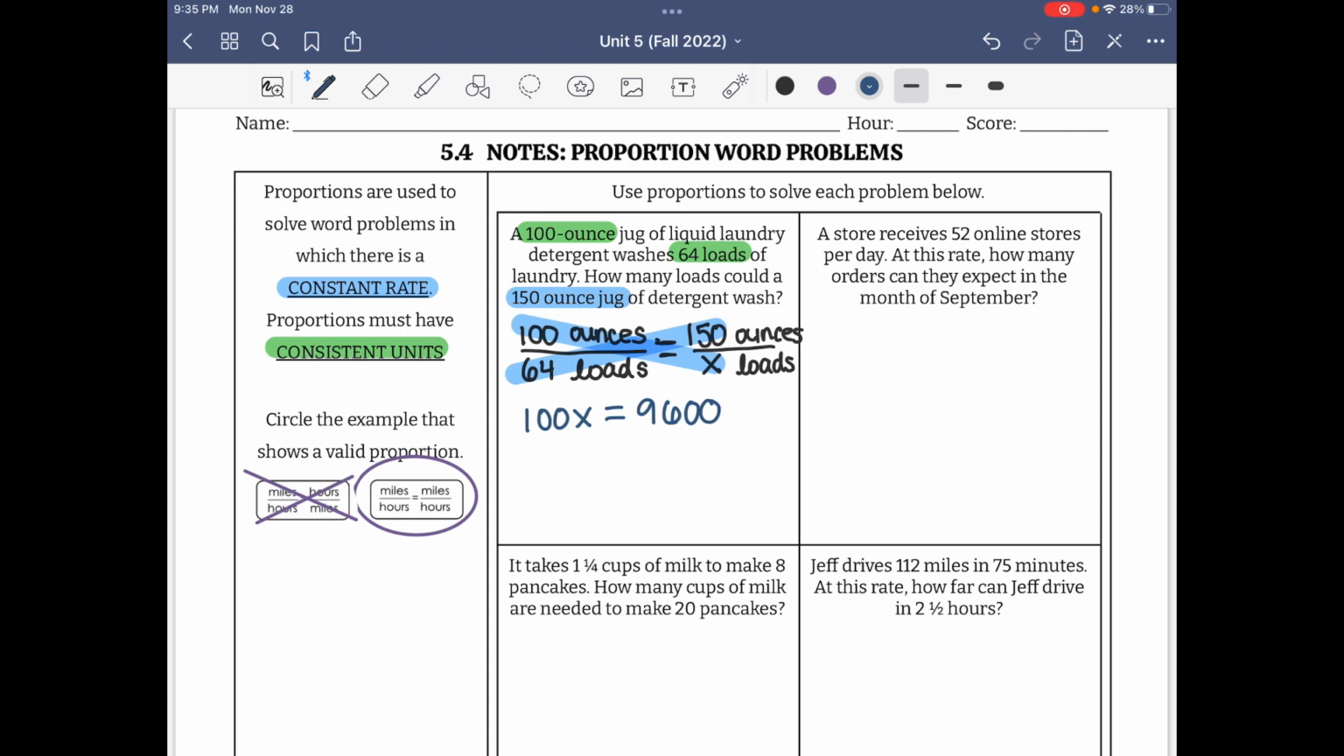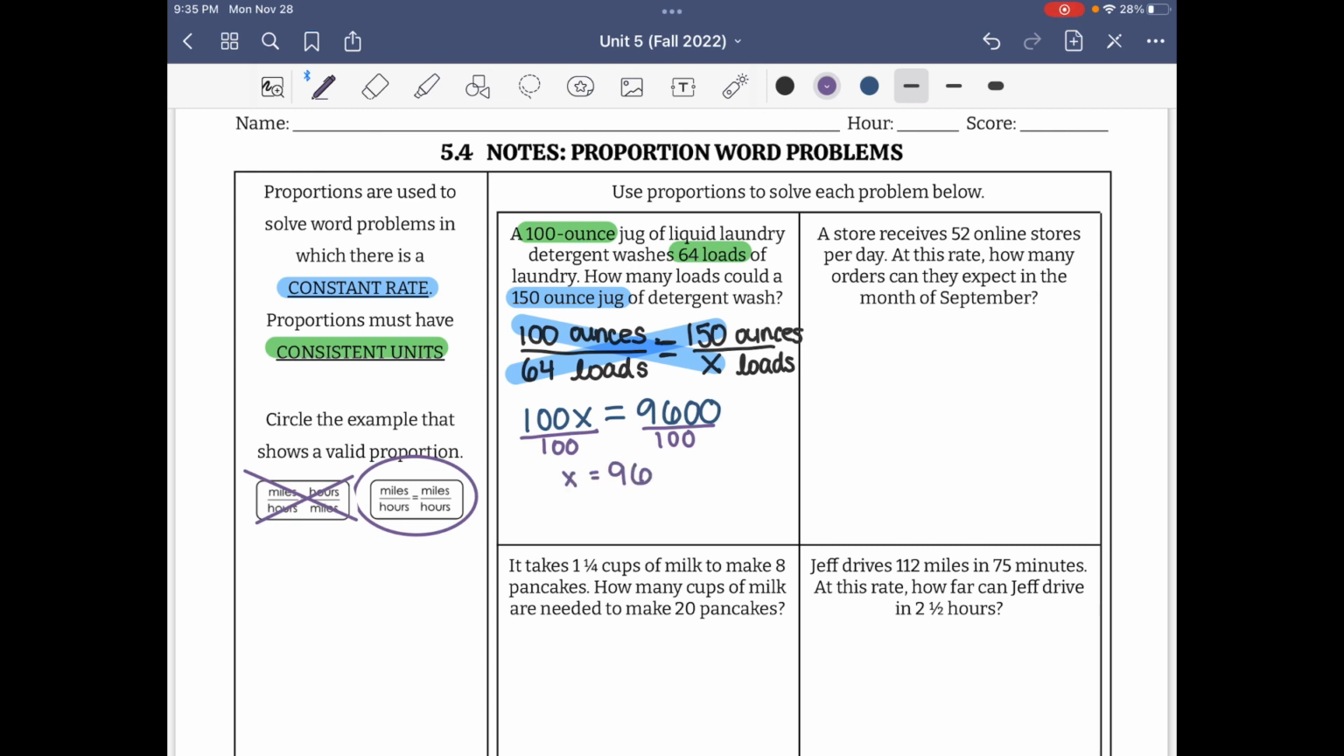Then we want to get x by itself, so we have to go back to our equation solving skills. If there's a 100 in front of the x, nothing in between, they're being multiplied. So you divide by 100 to get x by itself. And the beauty about dividing 9600 by 100 is it's just going to be 96. The 100 part cancels out.